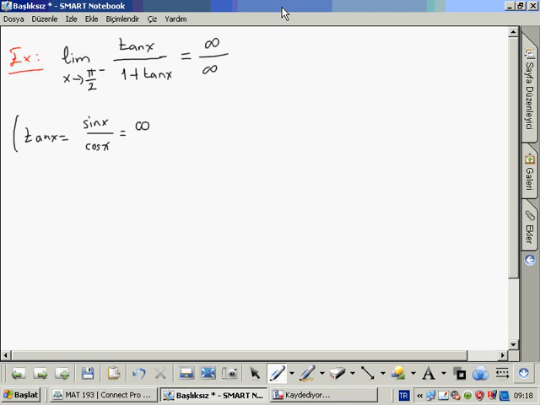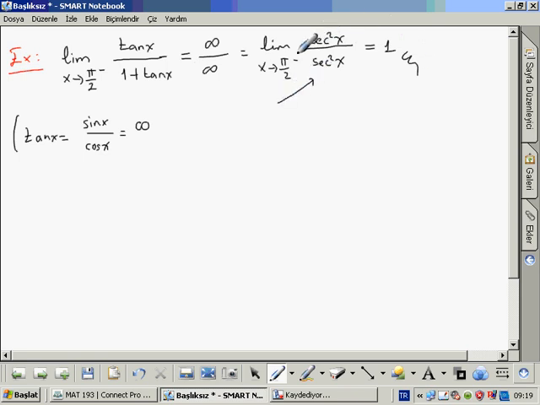We will apply the L'Hopital rule, which says derive the numerator part and the denominator part of the limit, as x approaches pi over 2 from the left hand side. The derivative of tangent x is secant squared x, and the denominator part will be the same, secant squared x, so it's equal to 1.